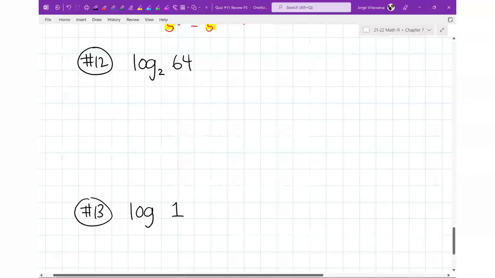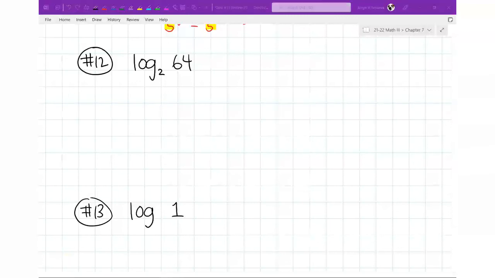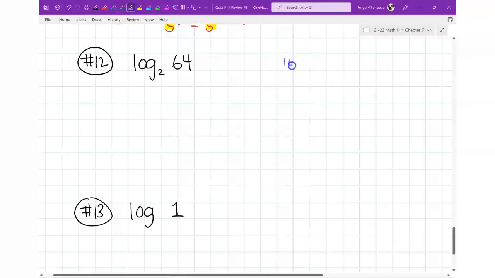All right, log base 2 of 64. I'm going to let you guys try this, so go ahead and try that one. I'll give you 20 seconds. All right, does anybody have an answer you'd like to share? What's y equal to? Y equals 16. Any other answers? 6. Anything else? 8? Okay, 16, 6, and 8. I'm going to put them right here on the side.